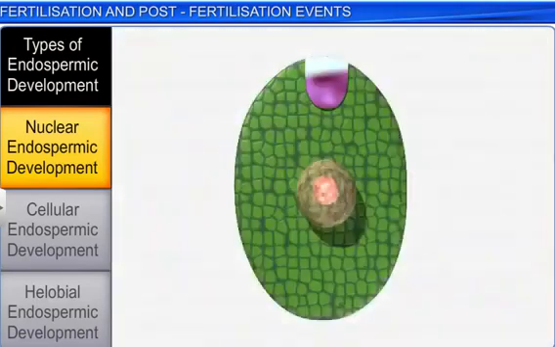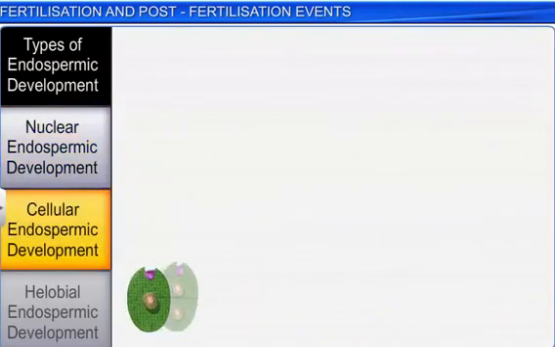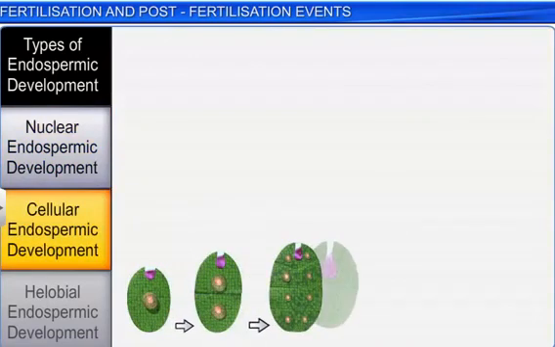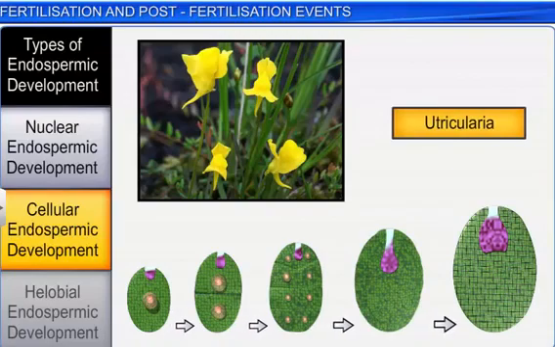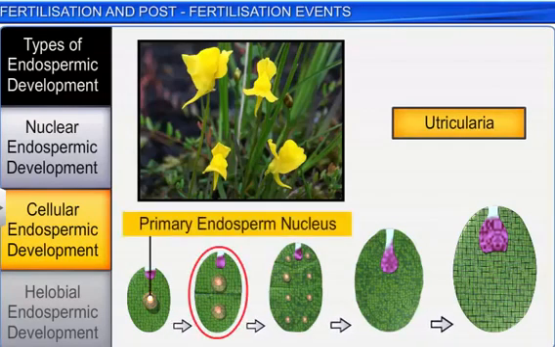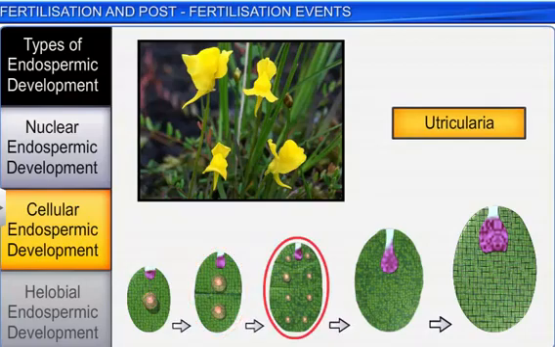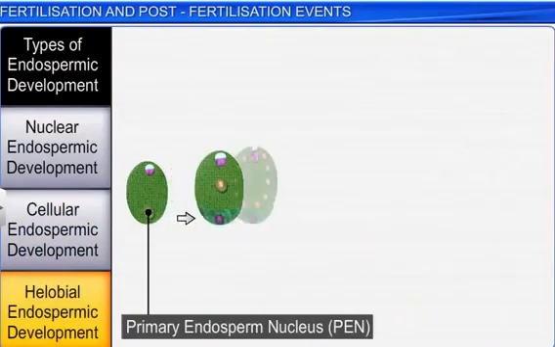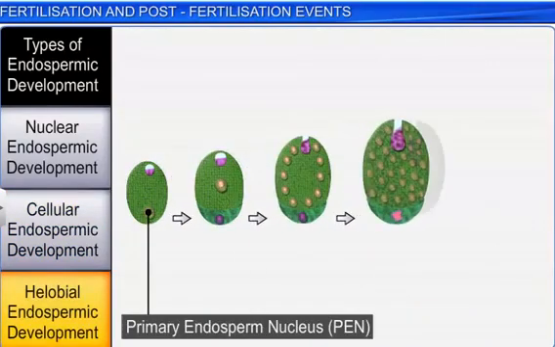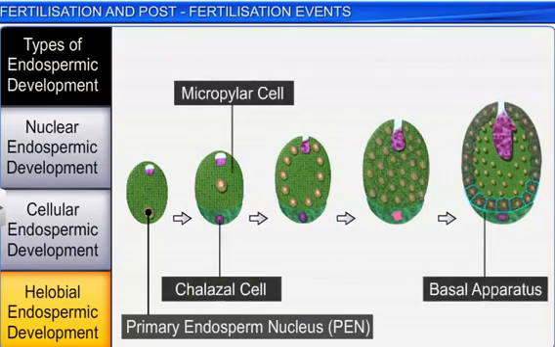In the case of cellular endospermic development, which is seen in plants such as Utricularia, the division of the primary endosperm nucleus is immediately followed by cytoplasmic divisions. Helobial endospermic development, on the other hand, is an intermediate type of development where half the cells develop in cellular mode and the other half undergo free nuclear divisions.